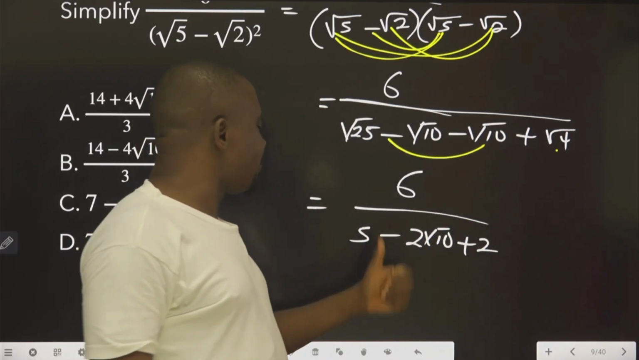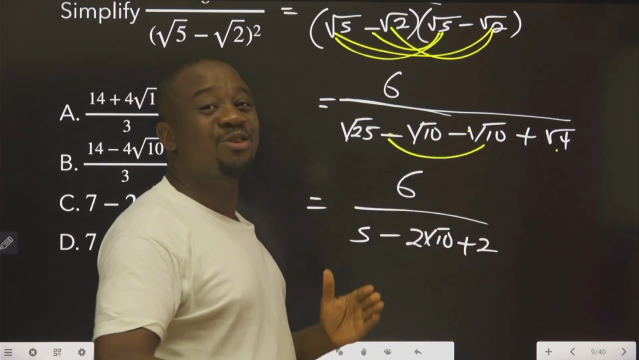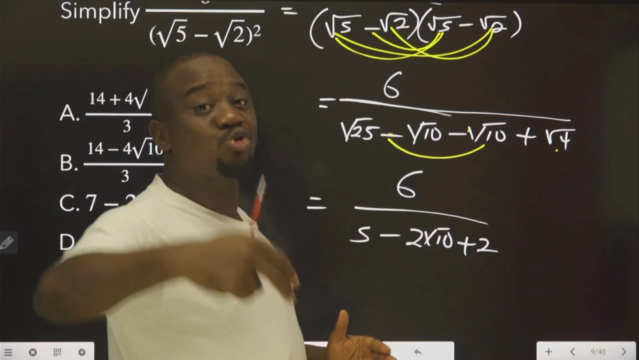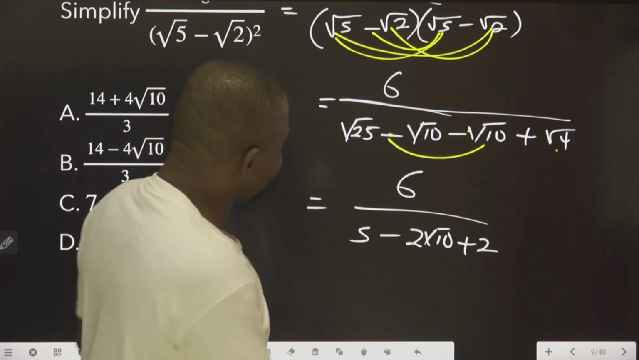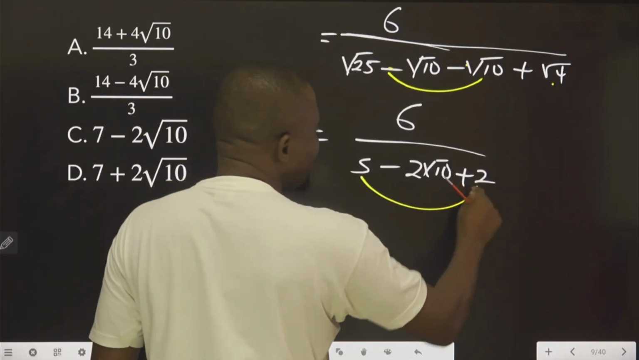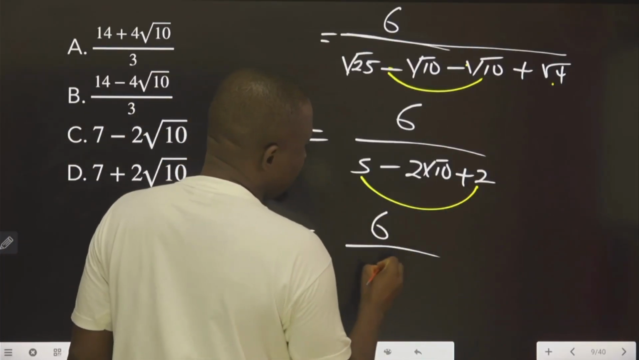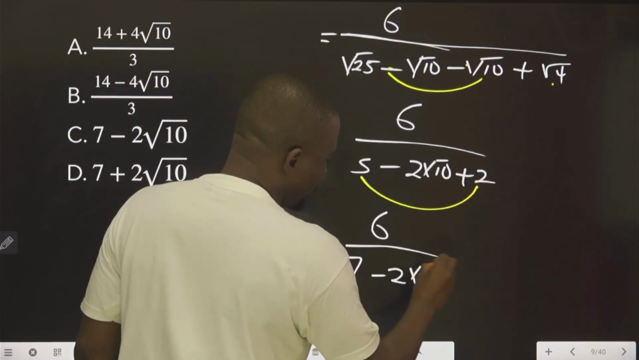The square root of 25 is 5. This and this, that is minus x, that is minus 2x minus 2 square root of 10. You agree with me? If we solve these two, it will give us 6 over 7 minus 2 square root of 10.